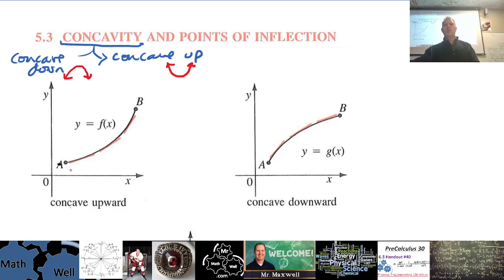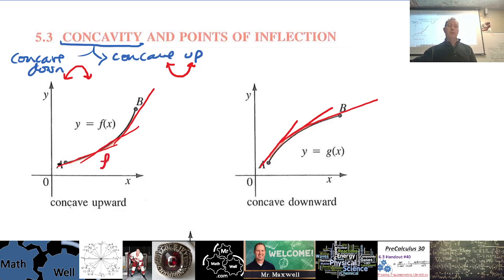Now, let's take a look at the derivatives, what's happening here. So I have a derivative with a slope here, a derivative with a different slope here, and a derivative with a different slope here, okay? So we want to examine what's happening with those slopes between A and B versus what's happening to the slopes between A and B here. Now, they're both positive. The derivatives are positive here in both cases.